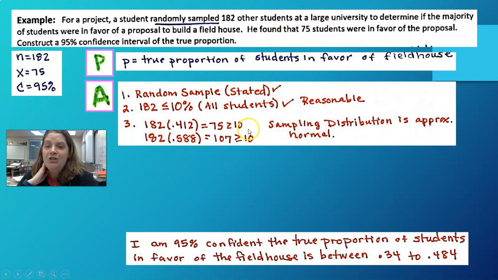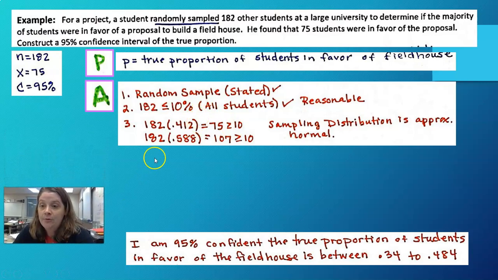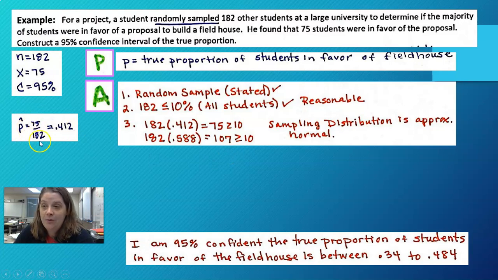All right, the next thing I need to do is check to see if the sampling distribution is approximately normal. So I want to check those expected counts. Now, I do not know p hat. It was not given to me, so I have to find it. So p hat was 75 out of 182. That's about 0.412. So is 182 times about 41%, about 75? That's bigger than 10. 182 times 59%, that's about 107. That's greater than or equal to 10.